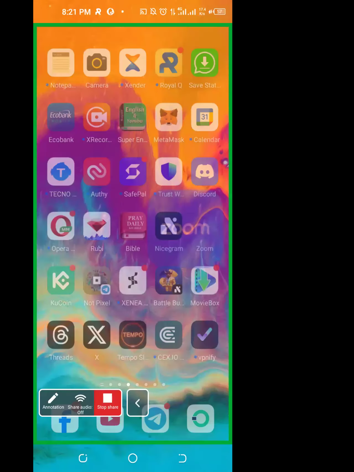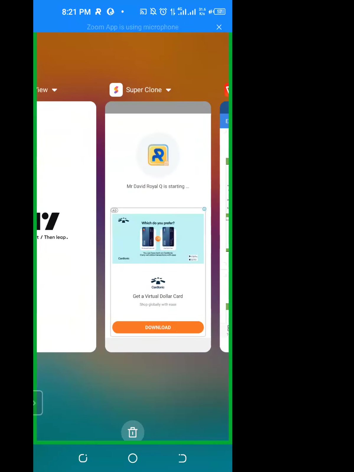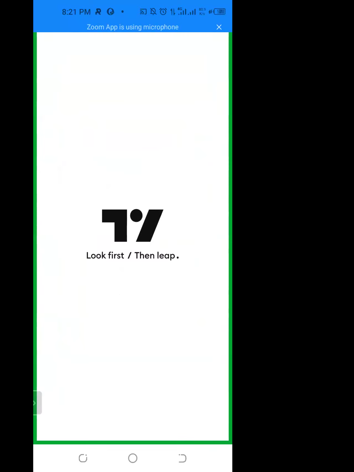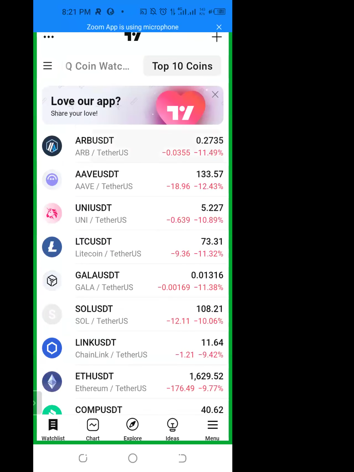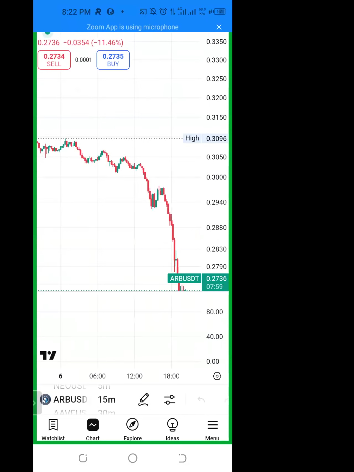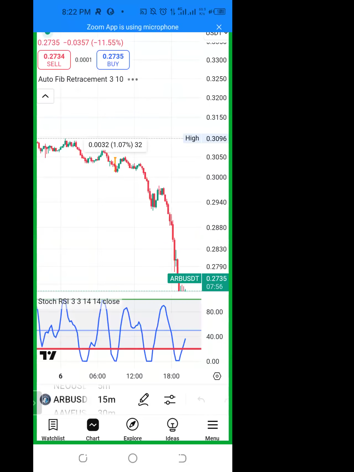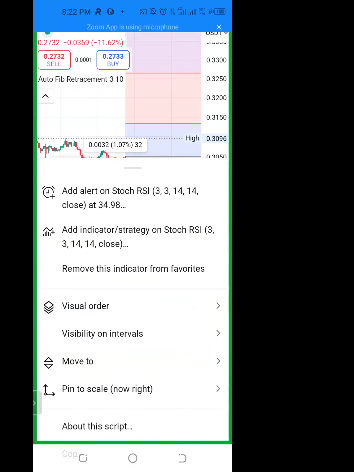Okay, we have done a training before on the stochastic RSI, so I will send it to you to go and watch. When you are setting up the stochastic RSI, let me show you the settings. If I enter the settings of the stochastic RSI indicator, these are my favorite indicators I use: stochastic RSI and auto feed. So let it load. Just tap on the stochastic RSI, then click the 3 dots, then go down to settings.